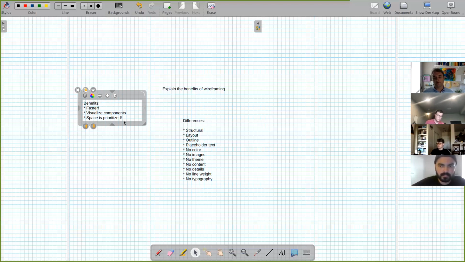Other benefits to wireframing. I think it helps you think about the functionality of what you're trying to do before you are worried about the design, like the color and whatever. Yeah, the rest is superficial. Mm-hmm. Totally.